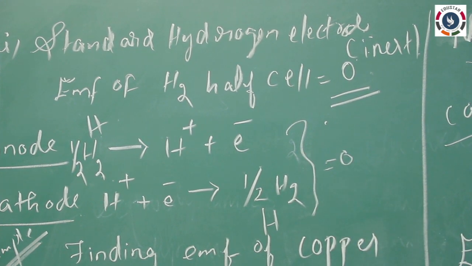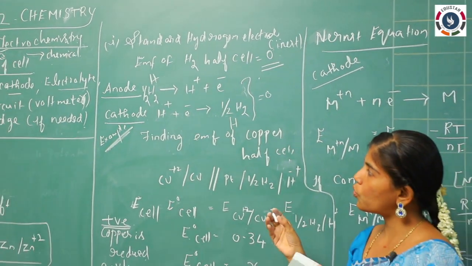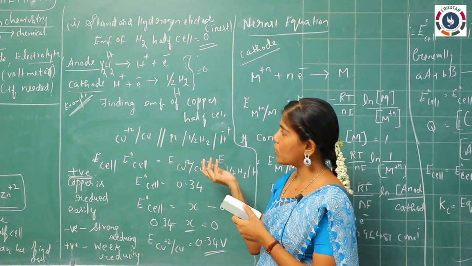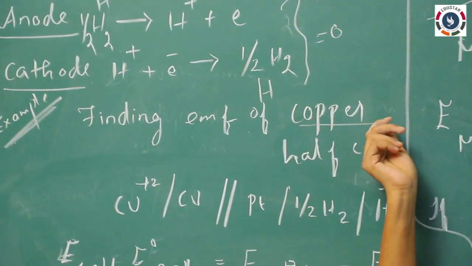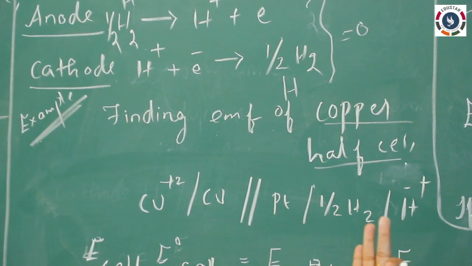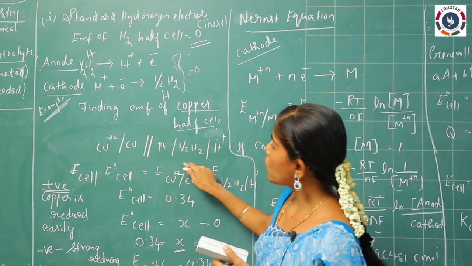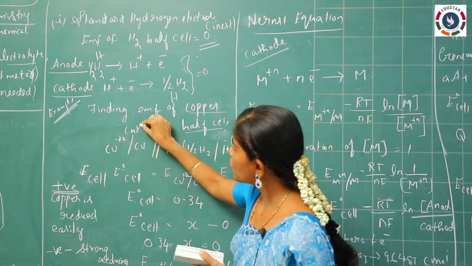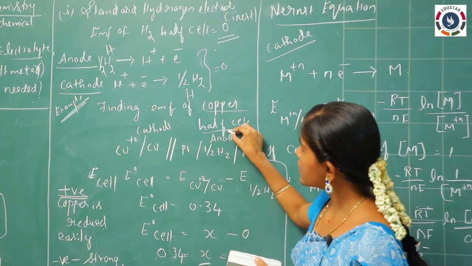That is, they won't react in the cell, but they will provide a surface for the reactions to happen. Now we are going to find the EMF of the copper half cell. Assume that the EMF of the copper half cell is unknown. This copper is taken as the cathode and hydrogen is taken as the anode.